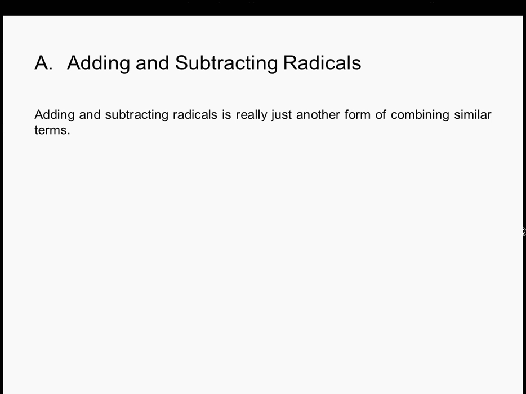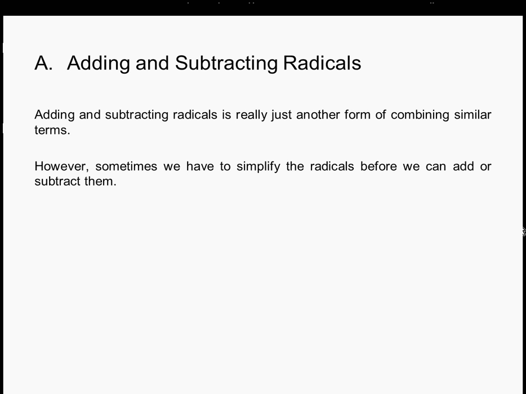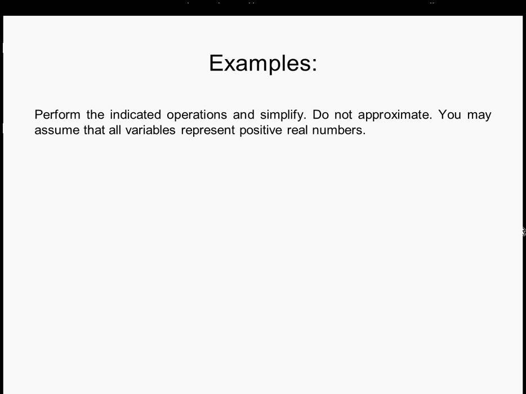Adding and subtracting radicals is really just another form of combining similar terms. So instead of saying like x terms, I'd say something like square root of 2 terms. However, sometimes we have to simplify the radicals before we can add or subtract them. That's kind of the little trick that you might have to worry about. Let's take a look at some examples.